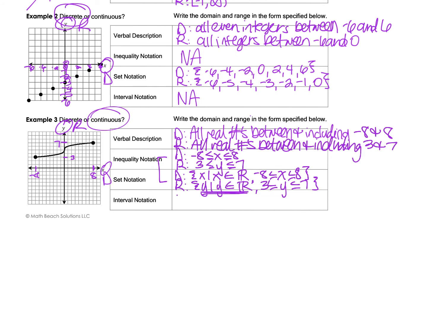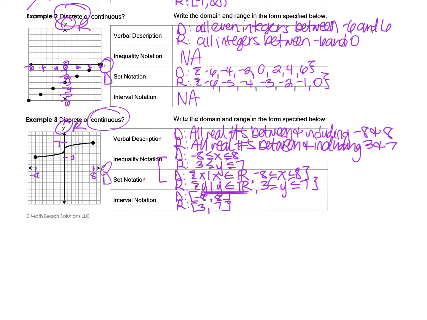Interval notation, remember that one's pretty easy. You always start with your smallest. So our smallest x value is -8, and it goes to +8, so put a comma in between. It does include -8, so put a bracket, and it does include 8, so put a bracket there as well. Your range, the smallest number is 3, and it's everything in between 3 and 7. It includes both, so remember brackets when it's included. Okay, so there's a couple of graph examples and then figuring out our different notations.